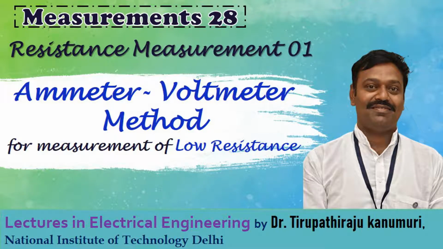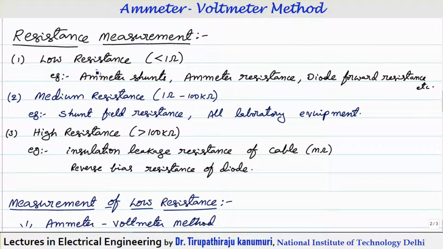Hi all, today we are going to discuss resistance measurement. The resistors can be classified into three categories. The first one is low resistance. When the resistance is less than 1 ohm, it is called low resistance. Examples where low resistance occurs are ammeter shunts, ammeter resistance, diode forward resistance, etc.